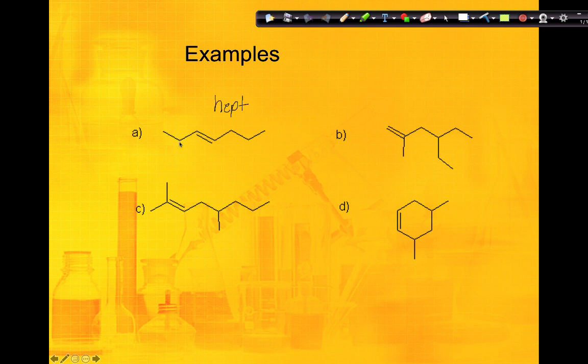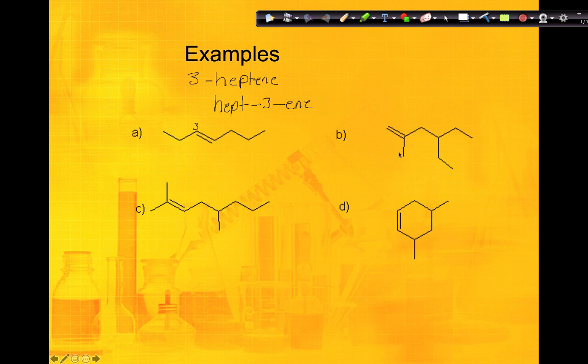So 1, 2, 3. You want it to be the lowest number possible, so it's going to be 3. So the way that we traditionally write this is hept-3-ene. And I know it's a little awkward, but this is the IUPAC way. A lot of people do end up writing it like this, though. It really just depends. So I do want you to be in the habit of this, because that's typically what you're going to see on the exam, but then again, I have seen it written this way too.